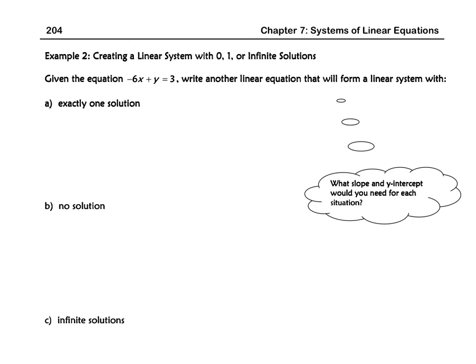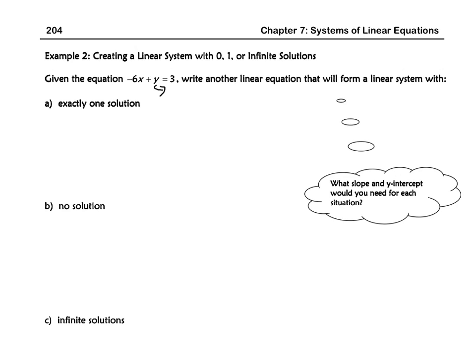Okay, example 2 is on creating a linear system with 0, 1, or infinite solutions. So given the equation negative 6x plus y equals 3, you're asked to write another linear equation that will form a linear system with A, exactly one solution, or B, no solution, or C, infinite solutions. So the first thing I would do there, because we're only asked to come up with a linear equation, not actually solve it or anything, we just need to come up with the equation. We'd like to know what the slope and y-intercept is of our given equation so that we can easily come up with answers to A, B, and C.